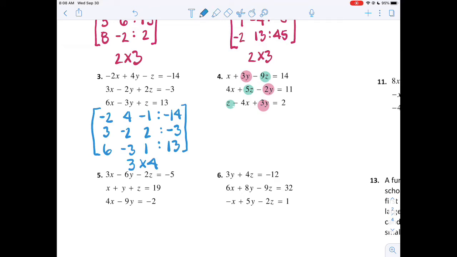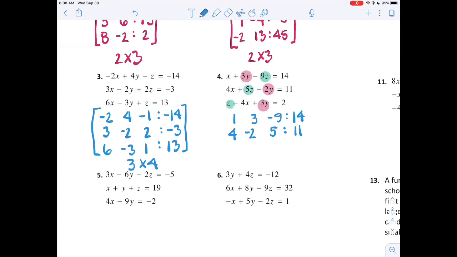So I'm going to write a 1 for the x in the first row, and then a 3 followed by a -9 and a 14. On the next row, I still have x's out in front, so it's a 4, but now I need to pick up that -2, the y value, followed by the z value, or coefficient of 5, and an 11.